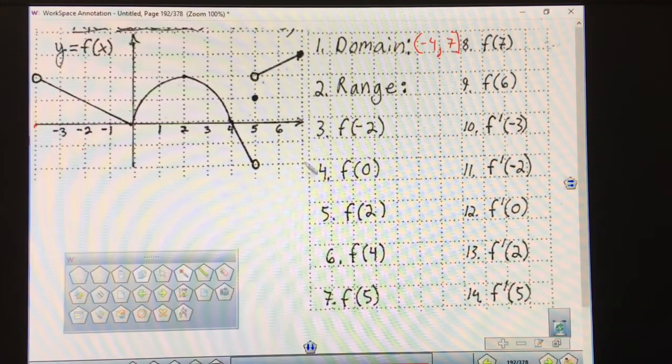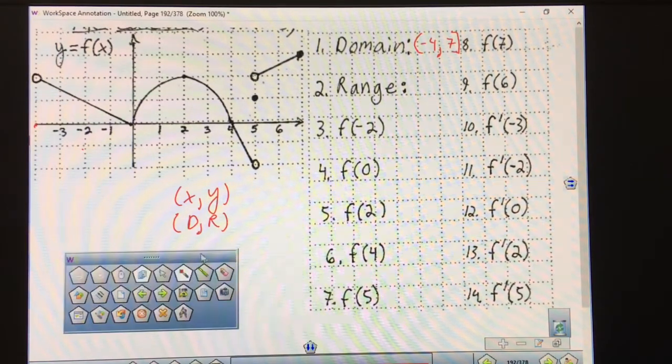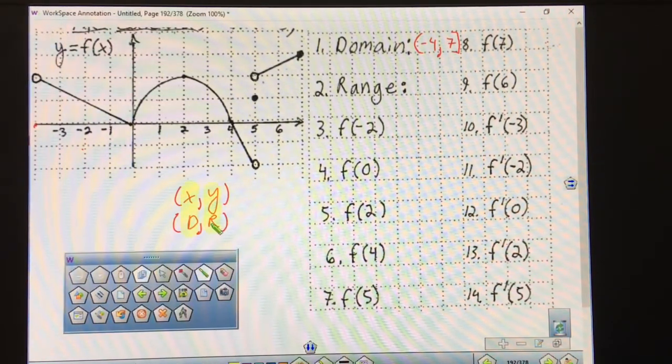The range is the lowest y value. Notice x comes before y in the alphabet, and d, domain, comes before r, range, in the alphabet. The x values match up with the domain, and the y values match up with the range.